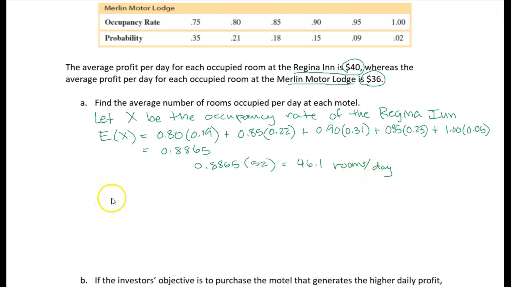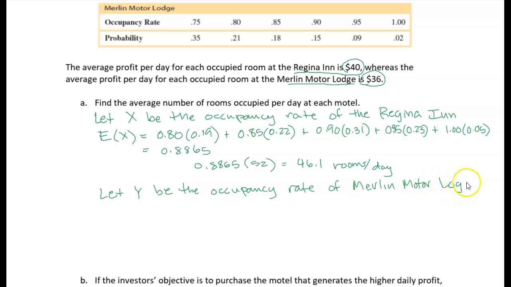All right, so let's take a look at the other one, the Merlin Motor Lodge. Now I'm going to use a different random variable. I'm going to call it capital Y, and let that be the occupancy rate for the Merlin Motor Lodge. Let's find the expected value of that.